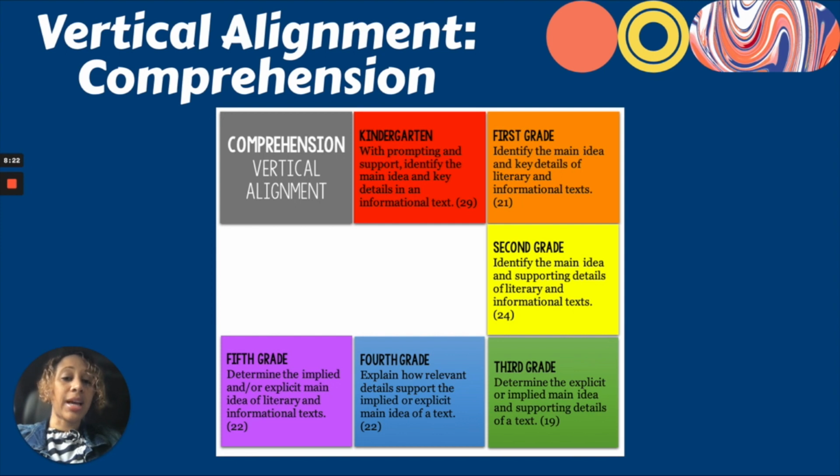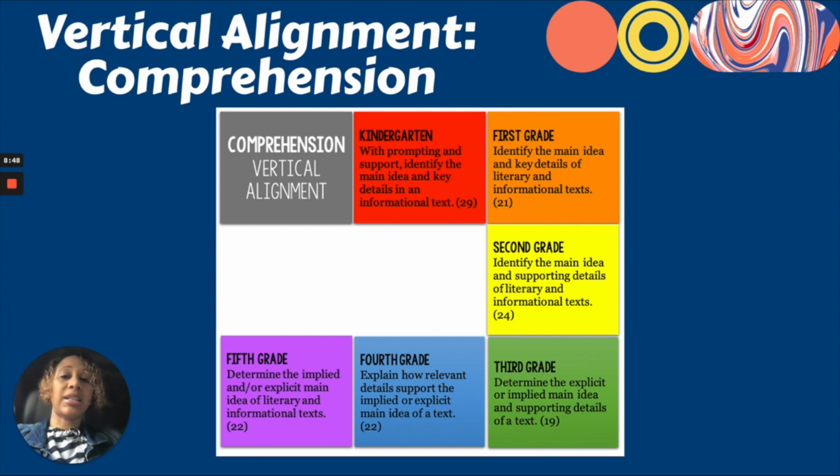Then we move on to second grade, identify the main idea and supporting details of literary and informational text. So now they should be specifically giving details that support the main idea or what they've stated as the main idea, as opposed to just details within the story. Then we move to third grade, determine the explicit or implied main idea and supporting details. Now we're getting to more complex text.